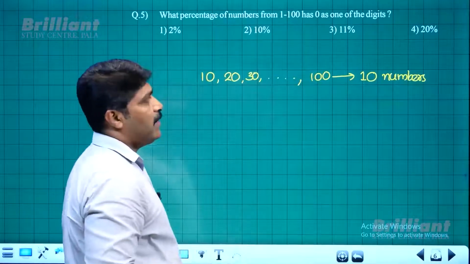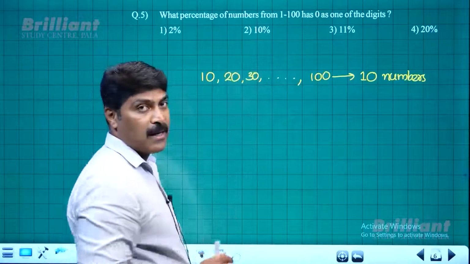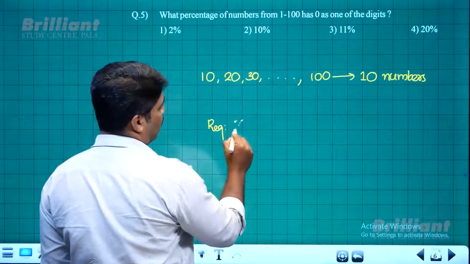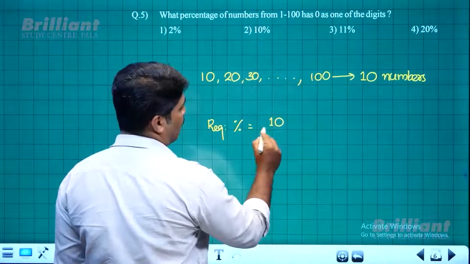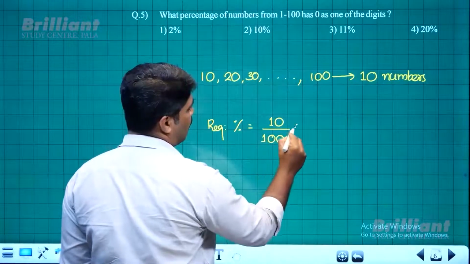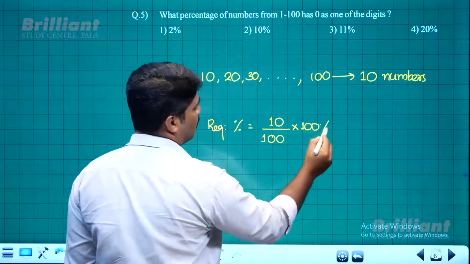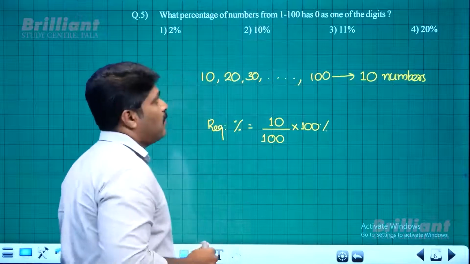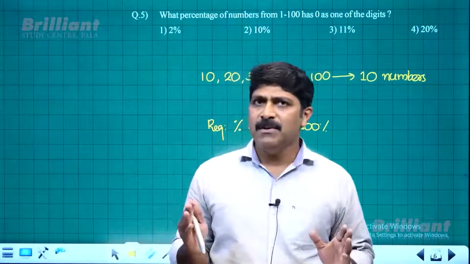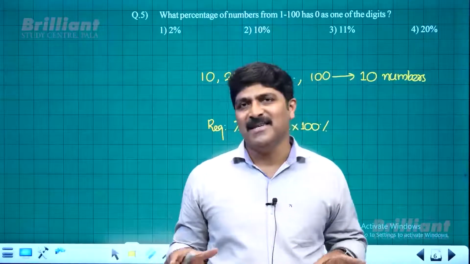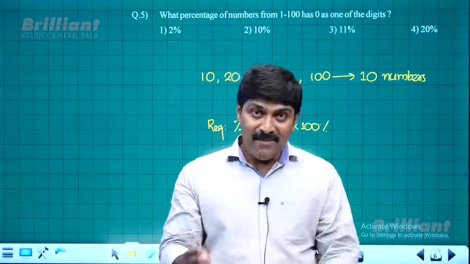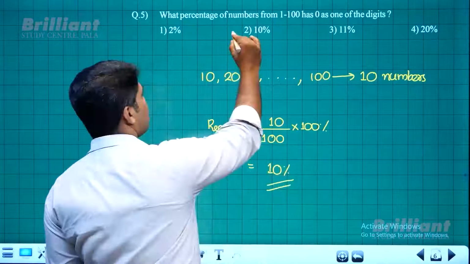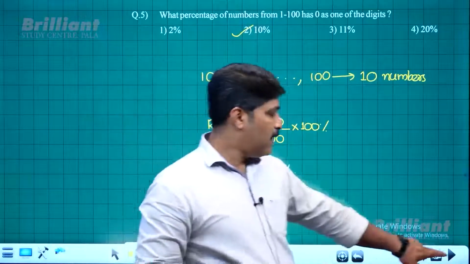Then we are going to find out this 10 numbers is what percentage of the total. Total how many numbers are there? 100 numbers. So for our required percentage, we got 10. We need to find out this is what percentage of 100. How can we do it? Actually, we don't need to write the step like this. While writing the question itself, you'll get the idea. There are 100 numbers. Out of those 100 numbers, 10 numbers should satisfy this condition. So 10 is 10% of 100. So the answer is 10%. That is option 2. Okay, then the next question.